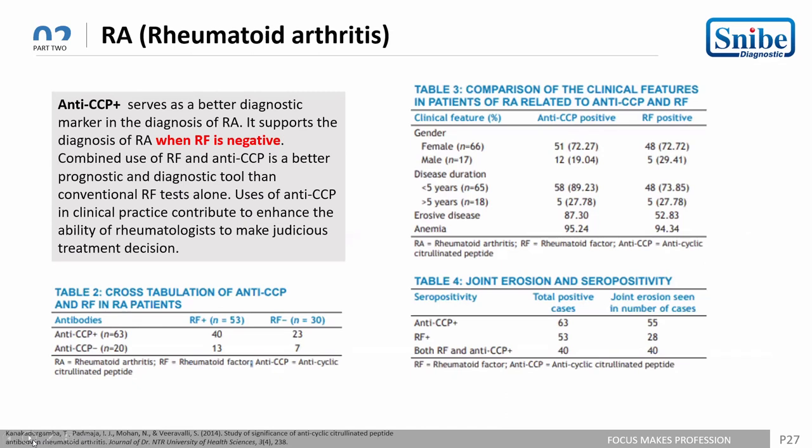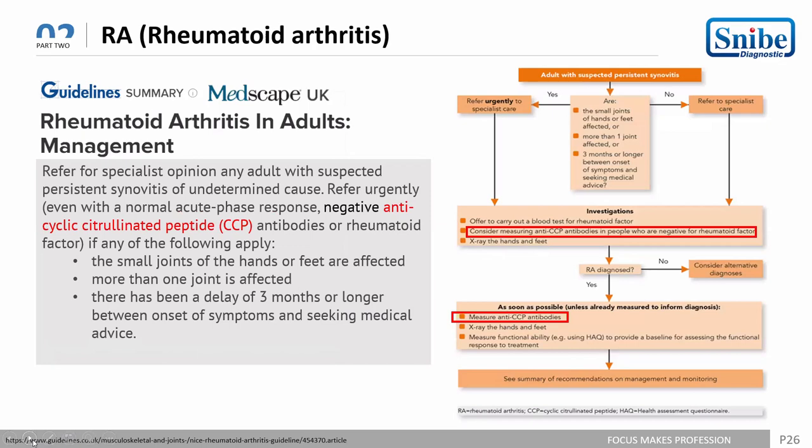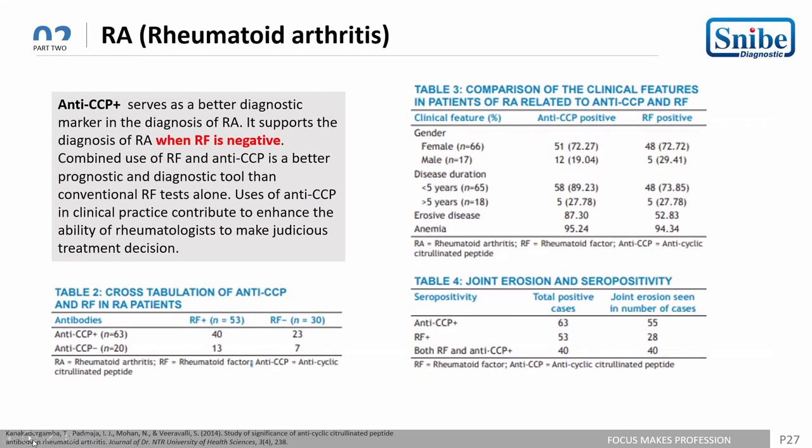So what is anti-CCP? Anti-cyclic citrullinated peptide antibodies are a better diagnostic marker, basically when the RF is negative. Usually the RF test uses an immunoturbidimetric methodology on chemistry analyzers, or a chemiluminescence immunoassay technique on immunoassay analyzers. For the chemistry analyzers, they usually have the immunoturbidimetric titrations.